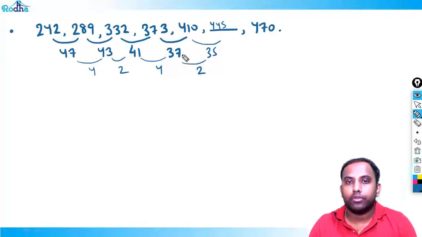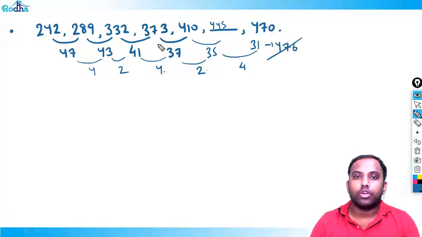Now 4 should be decreased, after 4 again 2, now again 4 should be decreased here. That means 31 should be added. 445 plus 31 is 476, not 470. So plus 31 will be 476 and not 470. That means this logic is wrong.